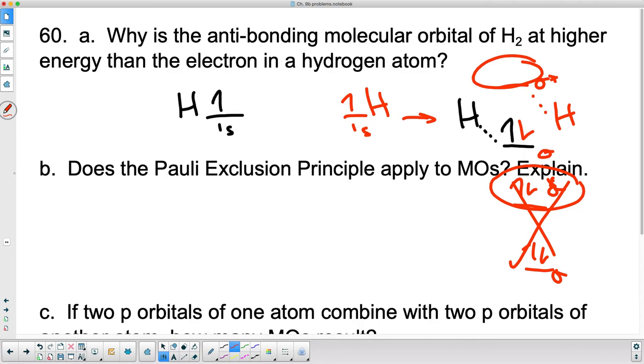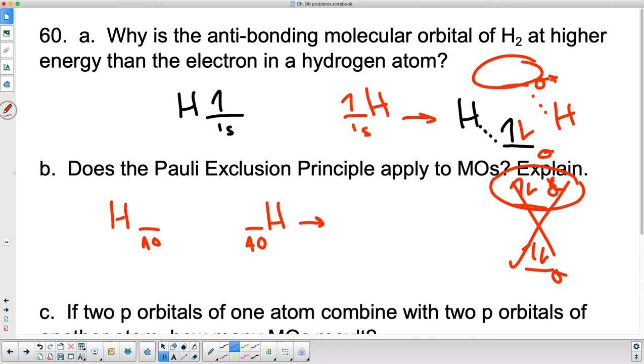Does the Pauli exclusion principle apply to molecular orbitals? Yeah, absolutely it does. So here's the Pauli exclusion principle: if I'm using my hydrogen, I can use the same one now to explain. If I have 2 atomic orbitals, here they are atomic orbitals because they're not interacting with each other. The hydrogen 1, hydrogen 2 are not interacting with each other.